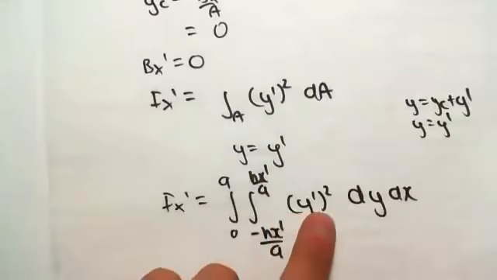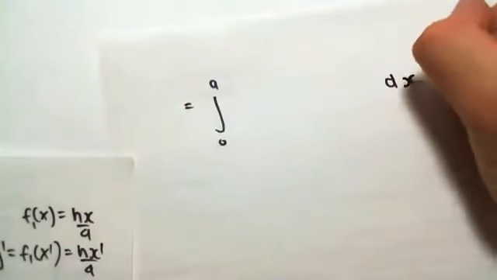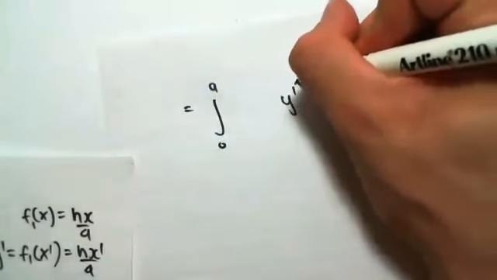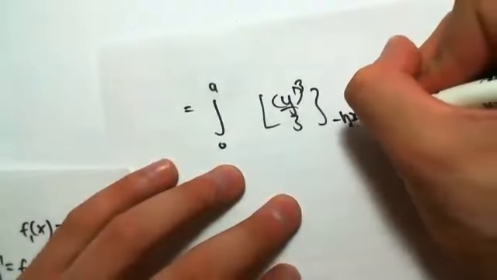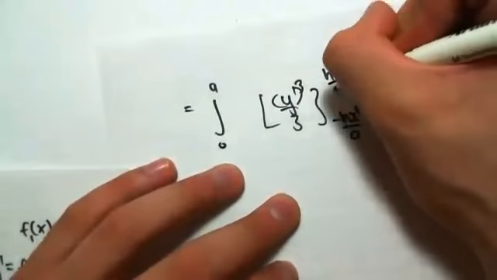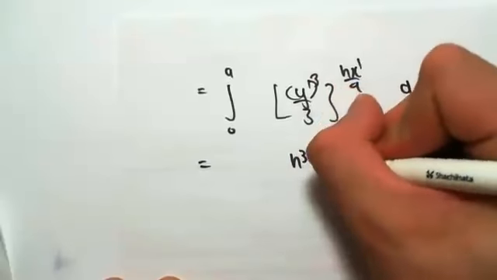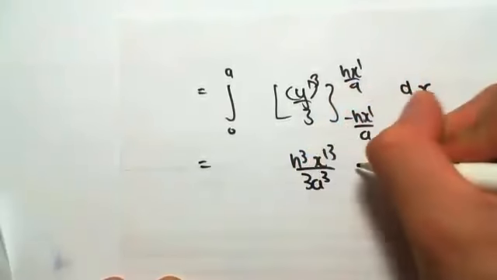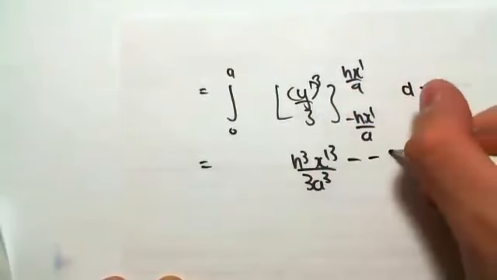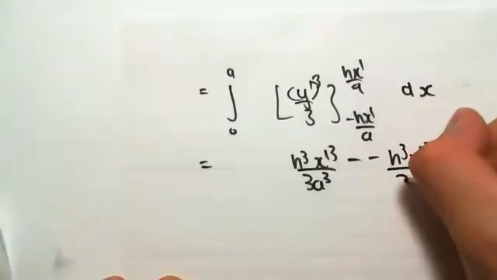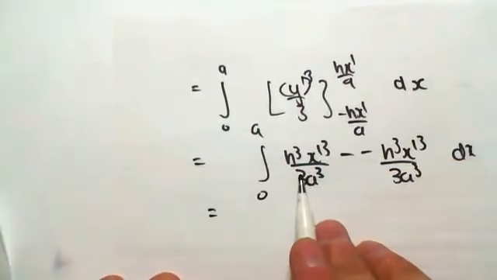integrating y dash squared over dy, first of all, we're just going to put the outer integrals on the outside. So we would have y dash cubed on 3 from minus hx dash on a to hx dash on a. So solving this, we would have h cubed x dash cubed on 3a cubed, minus, then the minus cubed will give us another minus, so minus h cubed x dash cubed on 3a cubed, from 0 to a of dx, so this would be that plus that.